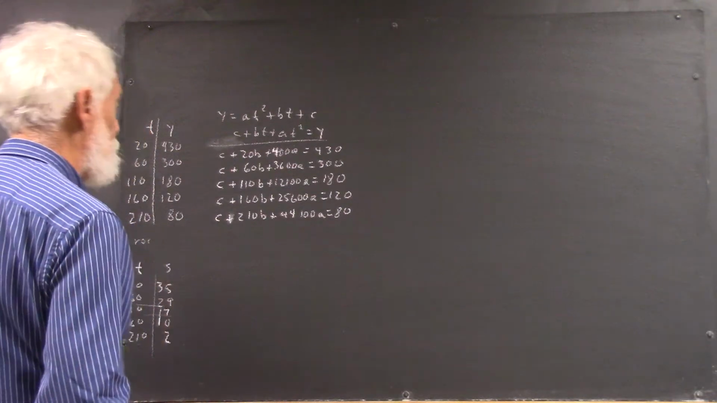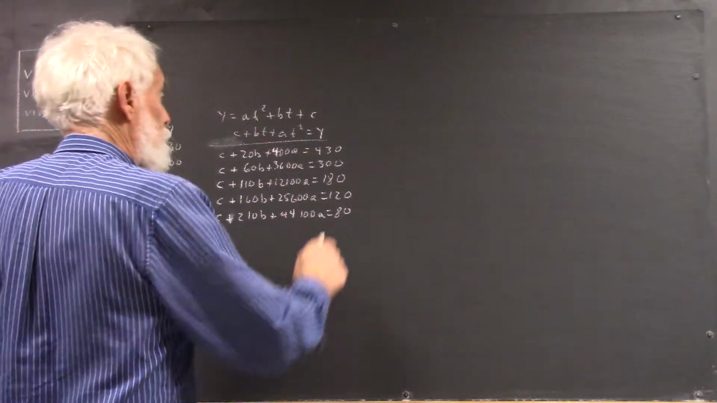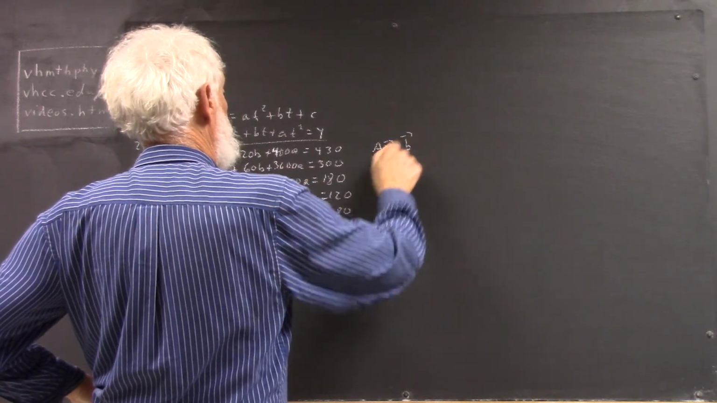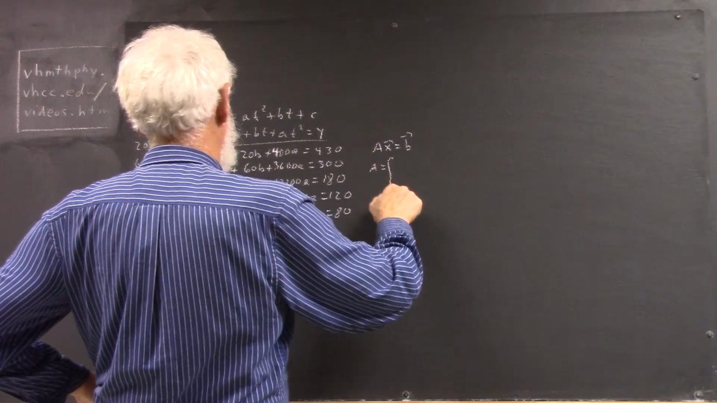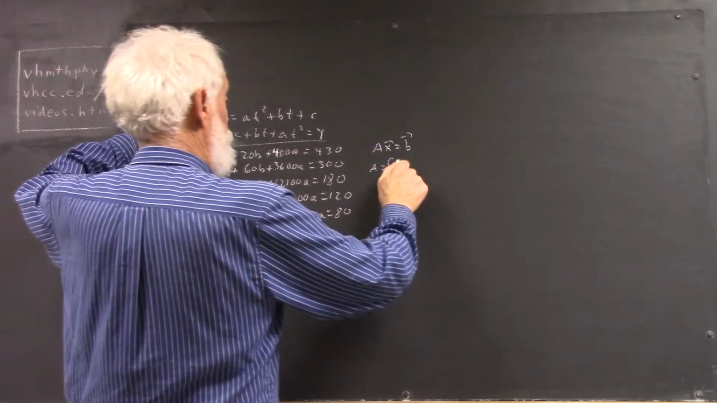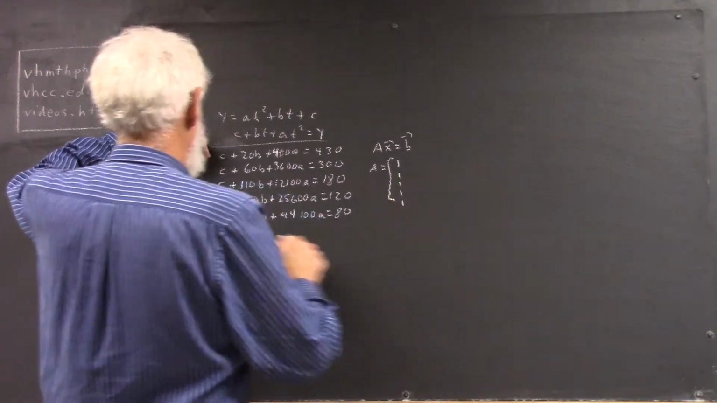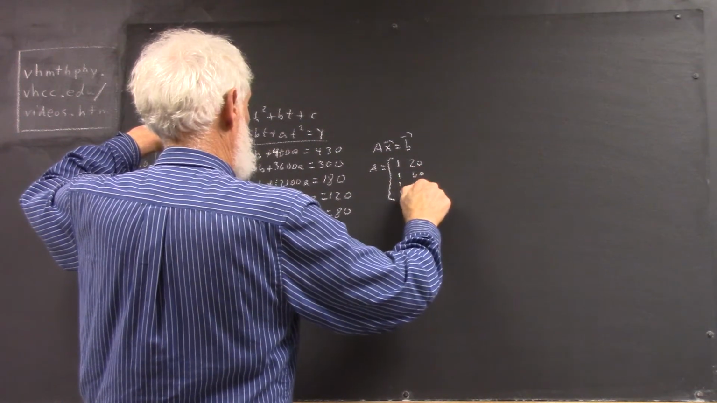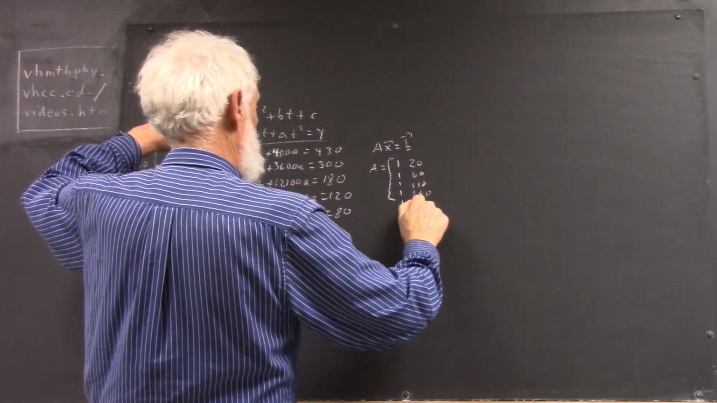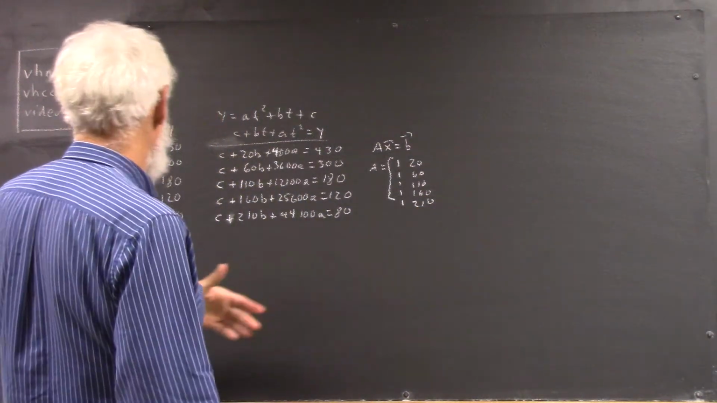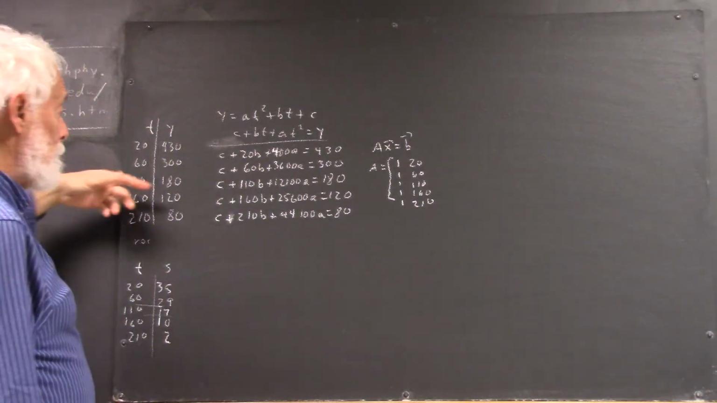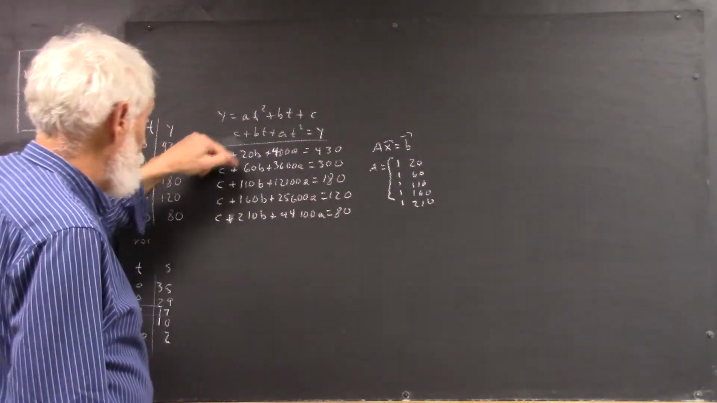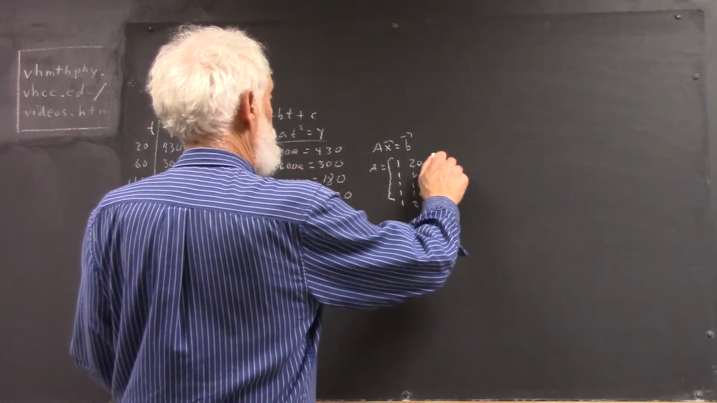You would get these 5 equations, which lead you to the matrix equation AX equals B, where A is your matrix of coefficients. Let's just do the first column, all ones. Second column would be 20, 60, 110, 160, 210. Now don't do like a lot of people do, try to read these things off of the table. Write down the equations to make sure you're doing it right. Okay, so I'm getting these from the equations.